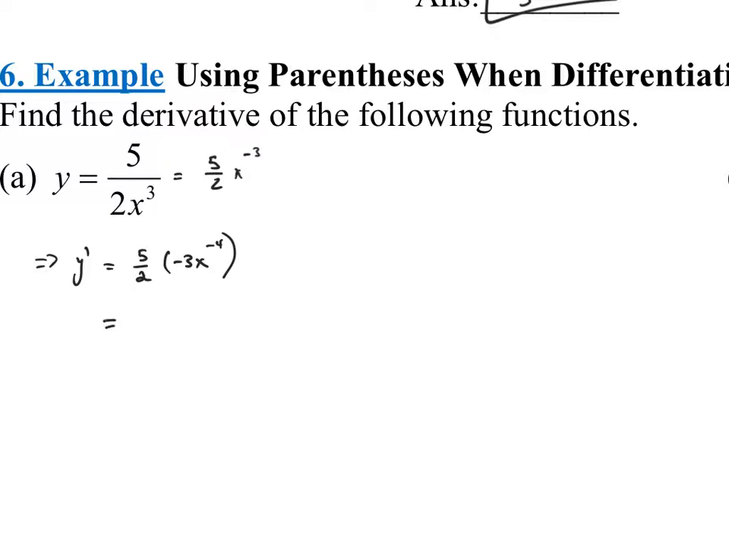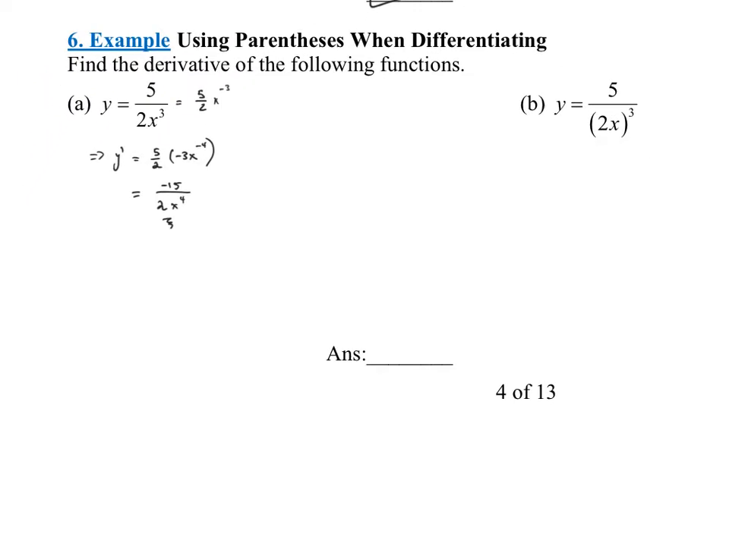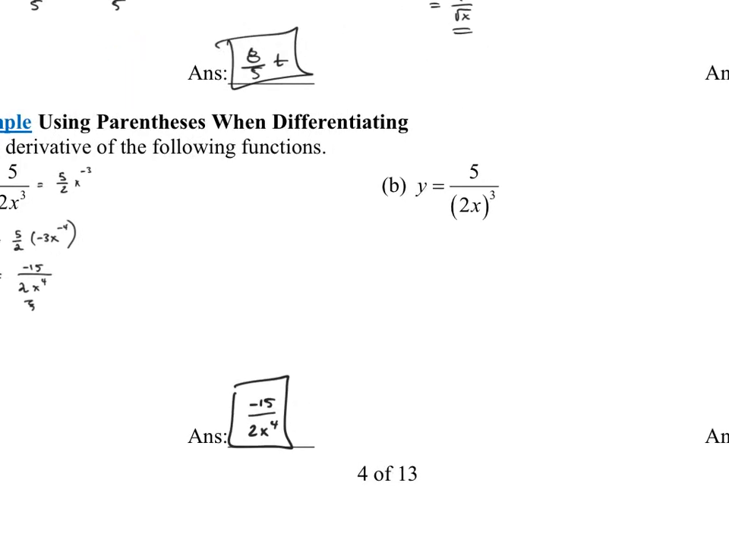Okay, again, I'm not done. I need to do some simplification here. 5 times negative 3 would be negative 15. And then there's a 2 on bottom. That stays on bottom. And then the x to the negative 4, we have to move down to the denominator because it has a negative exponent. So that'd be x to the 4th in the denominator. So when you simplify this, you should end up with negative 15 all over 2x to the 4th. It's going to be very different than our next problem. Let's look at our next problem.